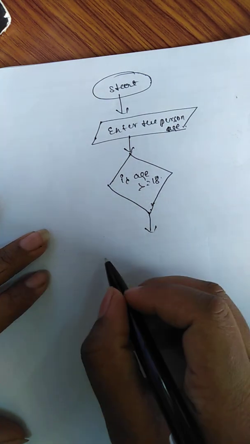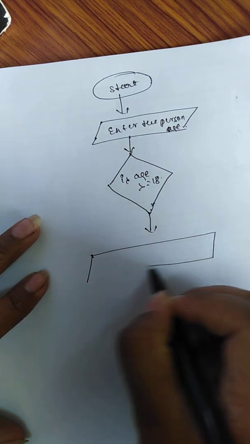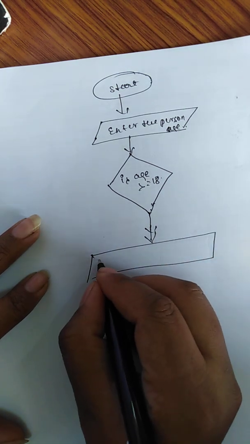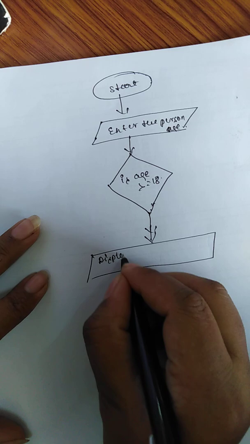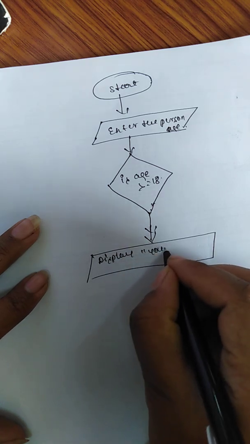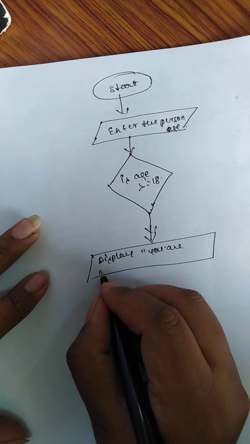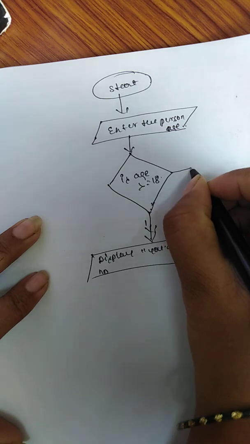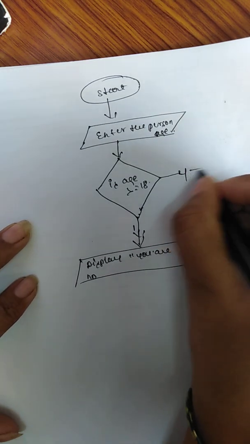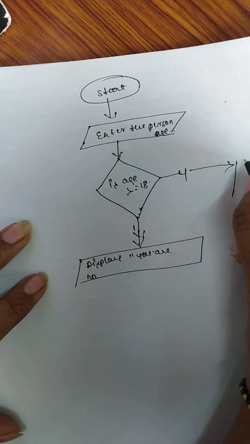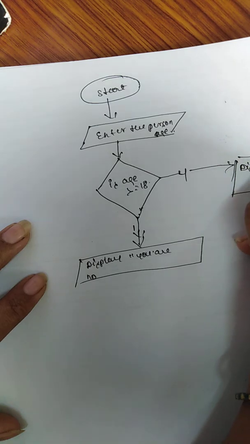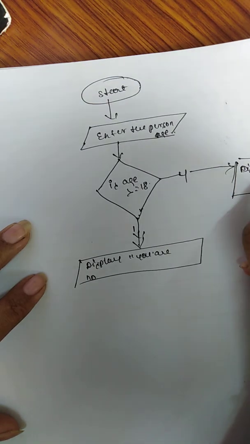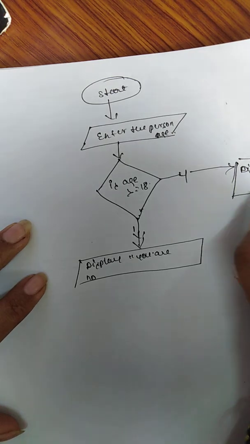Then we can display the eligibility. If it is not, we display "you are not eligible"; if the age is greater than 18, we can represent it in one more display: "you are eligible to vote."